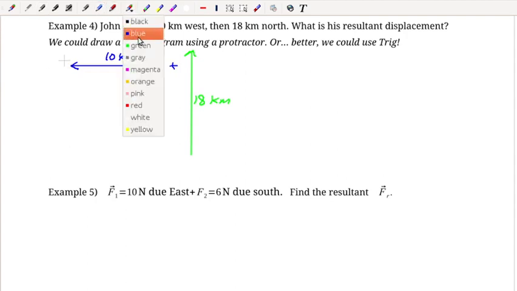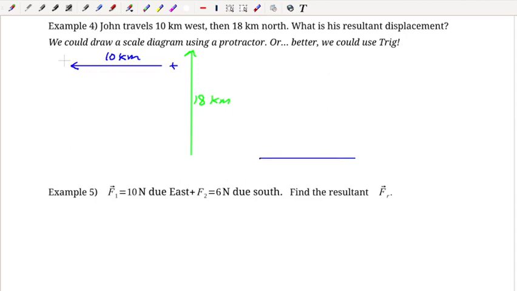I need my green vector basically to start at this tip. So in order to be able to do that, I'm going to move the 10 kilometers down. I'm going to redraw everything over here. This is where my actual vector diagram is going. So here's again my 10 kilometers, but I put it down low so that I could go tip to tail.